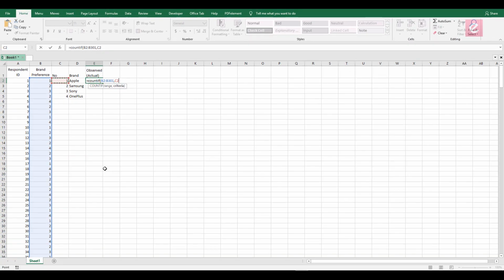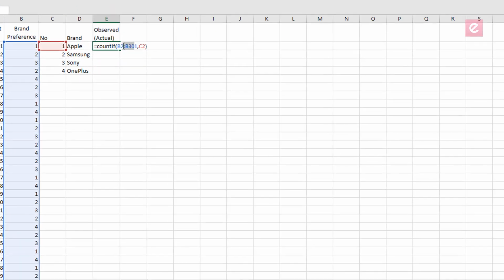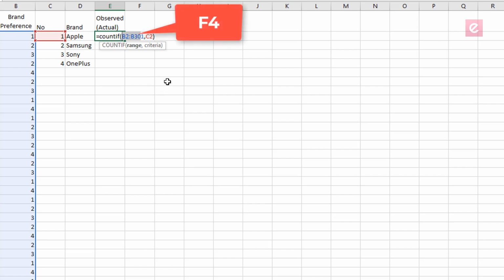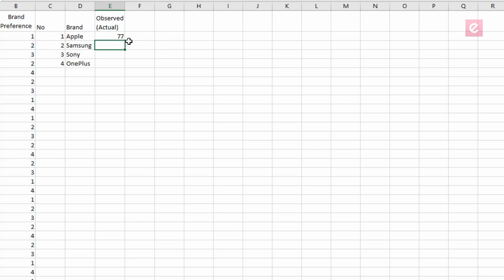Before closing the parenthesis, freeze the range column. Press F4. Now we freeze it. Then press Enter key. Now we find out 77. Then drag it down. We will get the frequencies of each brand.